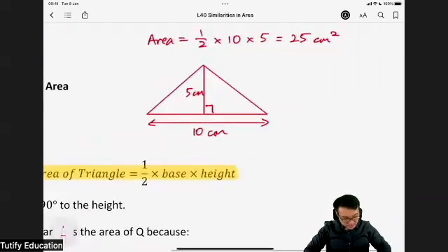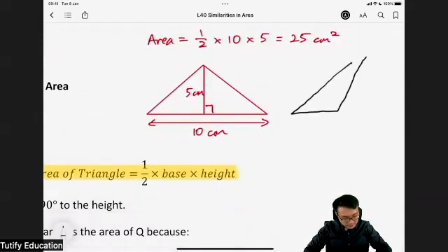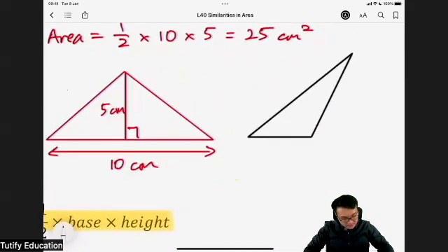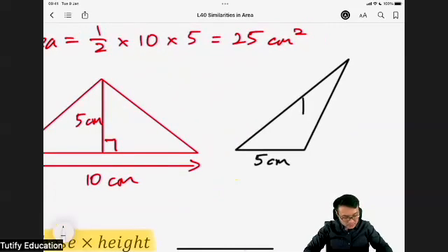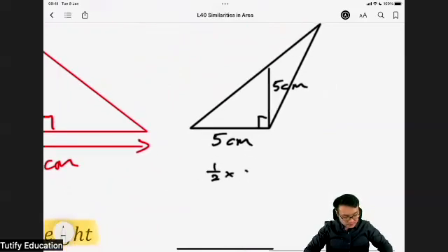Okay, I'm going to draw another triangle. Okay, Abby? Let me draw another one. Now I'm going to draw a black one. Now I'm going to tell you that the base is 5 centimeters. And I'm going to tell you that the length over here, 90 degrees, is also 5 centimeters. So can I say that the area is half times 5 times 5? No. Why not? Because you have to do the base times the length next to the height you drew.